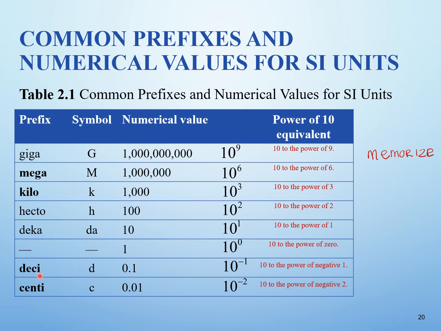And then deci is when it starts to get smaller. Deci is 0.1 or 10 to the minus 1. Centi is 10 to the minus 2. So these are smaller than 1. Those are bigger than 1 numbers.